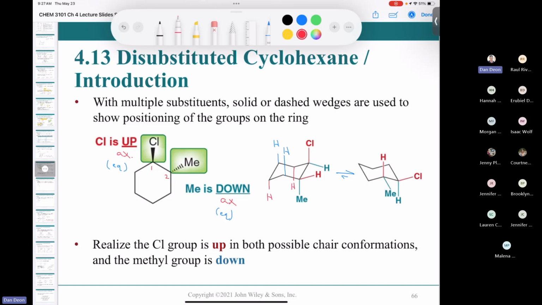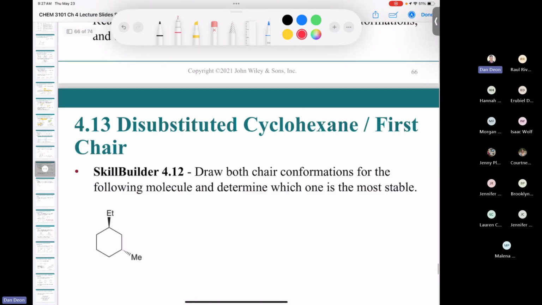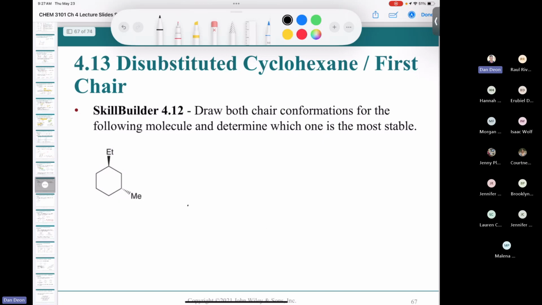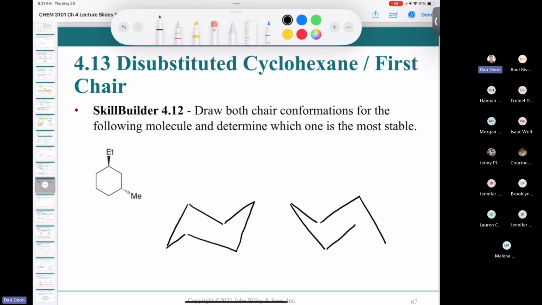So there's so many 1,3 diaxial interactions in the first one, it's not even funny. But in the other one, I don't have any 1,3 diaxial interactions. So let's see if we can draw both chair conformations for this compound. So if I draw a chair, something like this, there's my first chair. This will be my second chair. Again, not my best artwork. Anyhow, it'll get the point across.